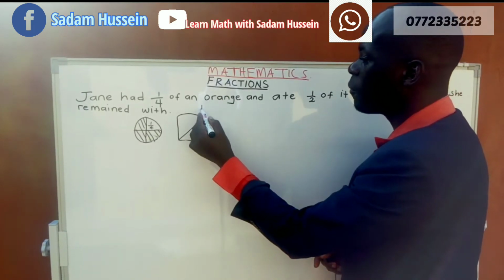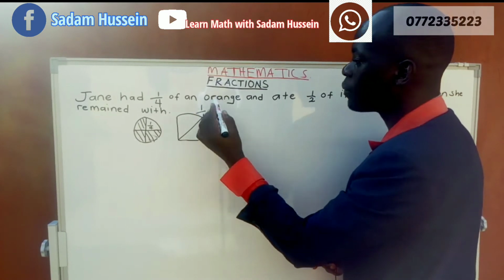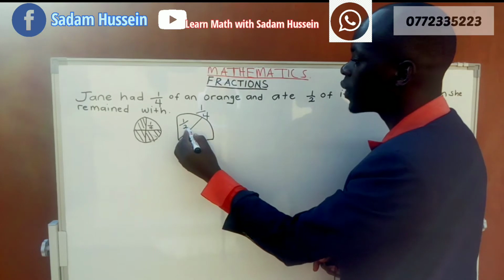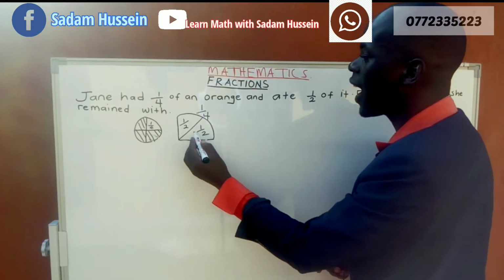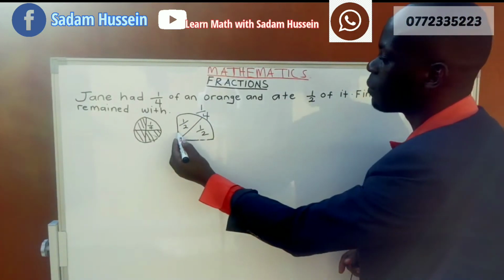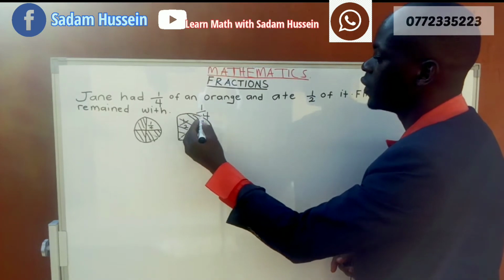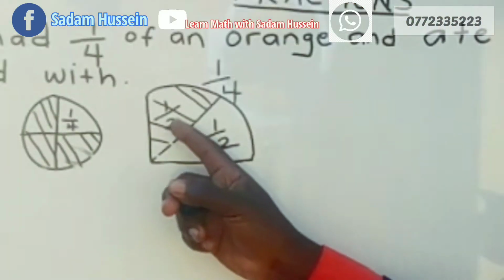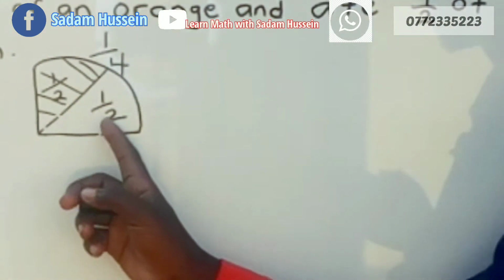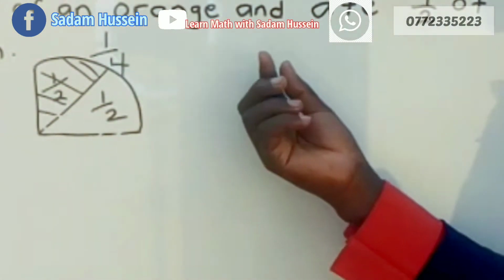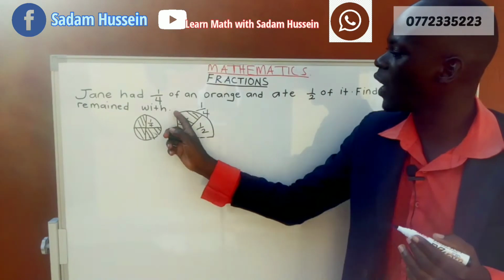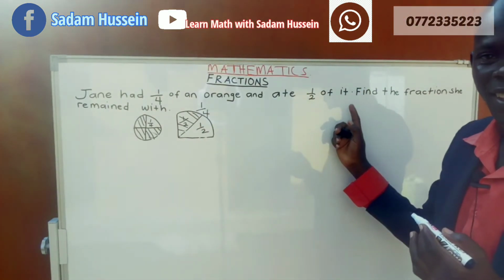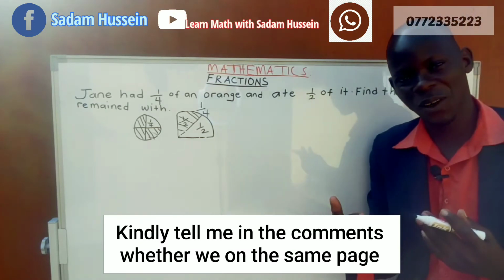Remember, the whole part that she had was a quarter. So she went ahead to divide it into two. She ate a half of it. This is the part Jane ate. Out of the quarter, this half is of the quarter, and this half is of the quarter. Jane had a quarter of an orange and ate a half of it. Are we moving on well?